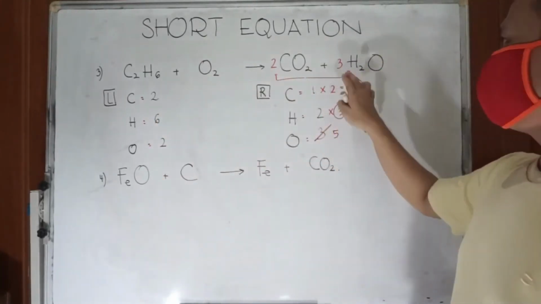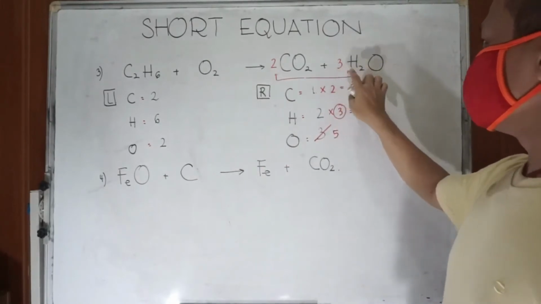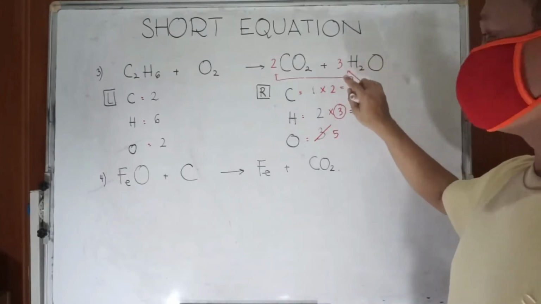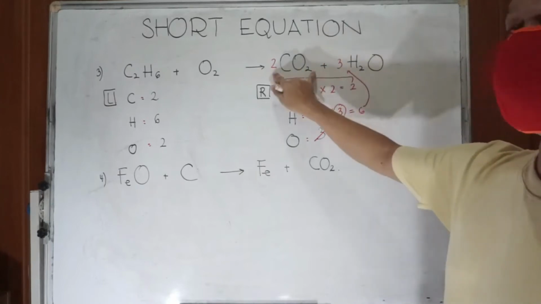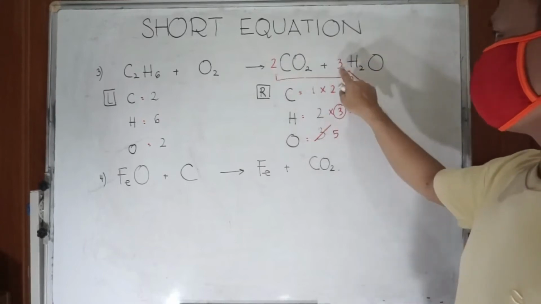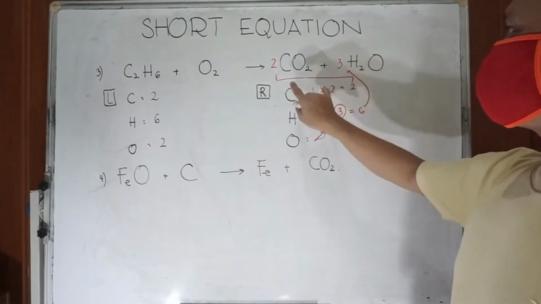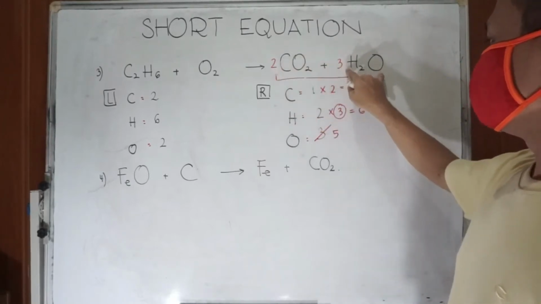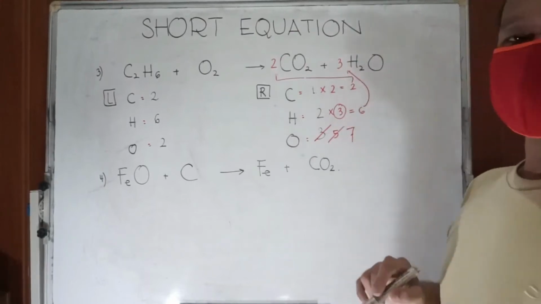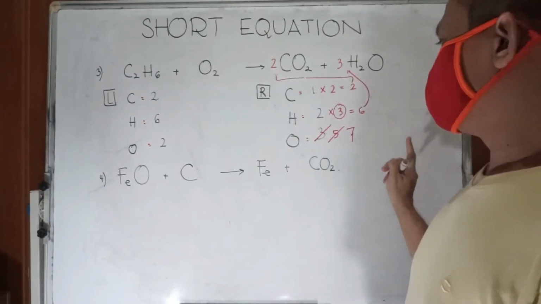But by putting this number as a coefficient of water, the composition of oxygen now changes. The new composition, because we put the coefficient 3 on the water here, so the oxygen is 4 plus 3. Now the oxygen is 7.